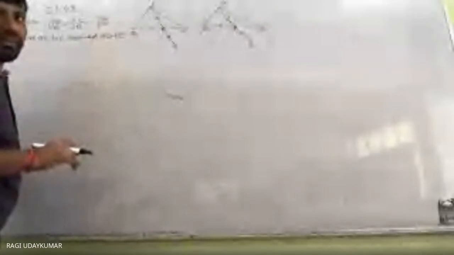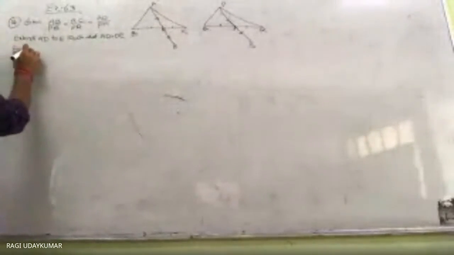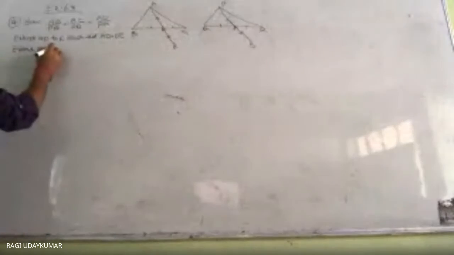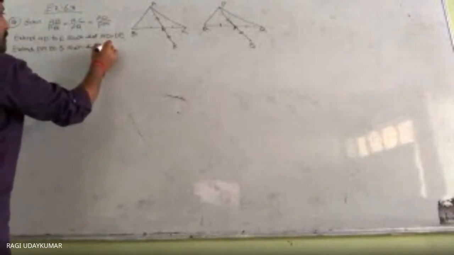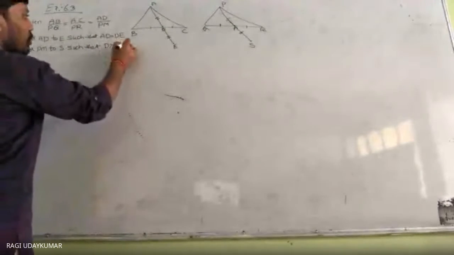Here you don't write the line. Why? Because the length we are taking into consideration. From here to here, whatever the length is, that much length I am extending. Similarly, extend PM to S such that PM is equal to MS.